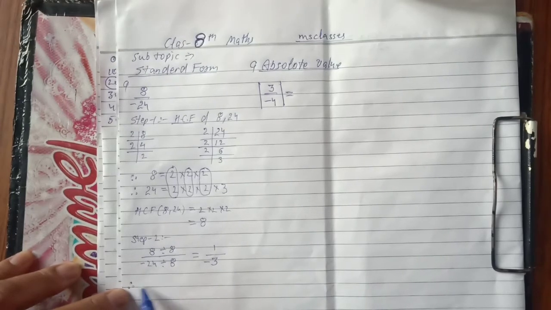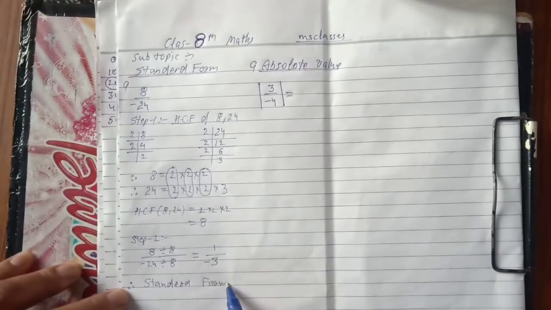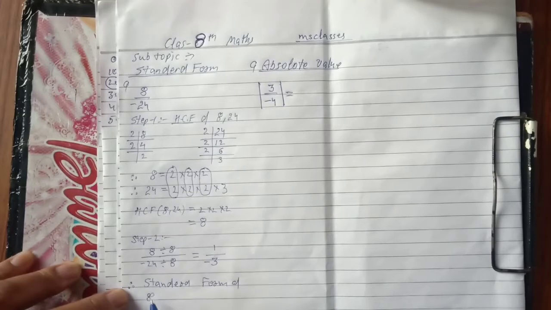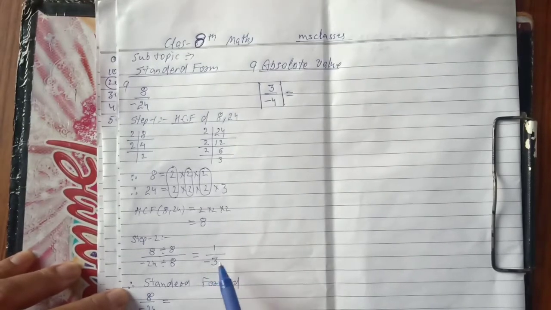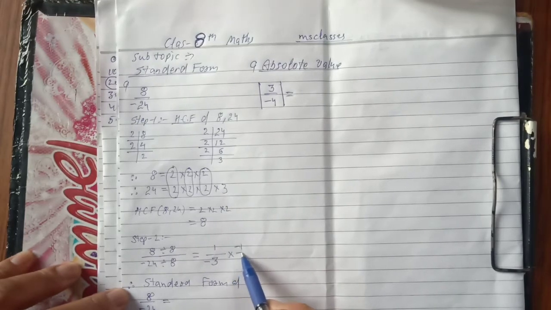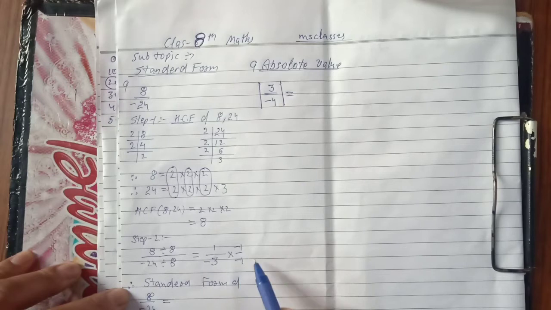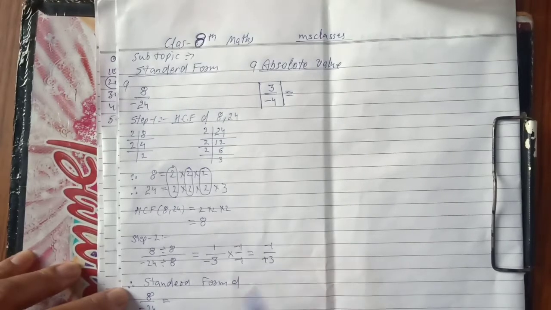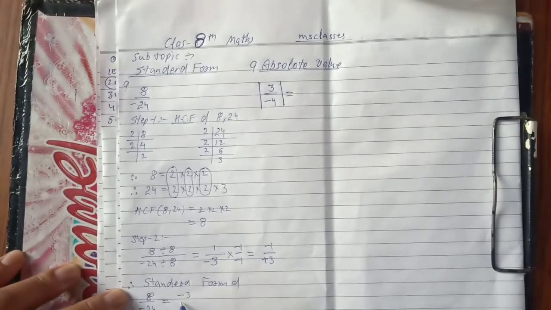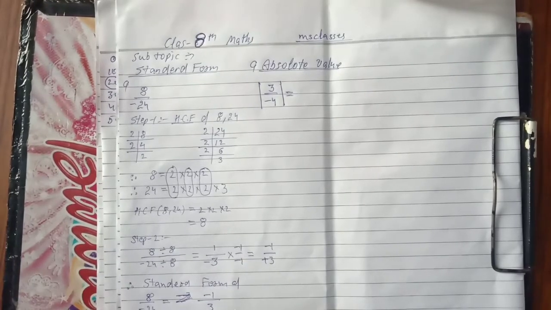So guys, the standard form of 8 by minus 24 is equal to, now here you see the minus sign is with the denominator. So when we multiply and divide the numerator and denominator by 1, we get minus 1 over plus 3. So your answer of the standard form is equal to minus 1 by 3. So this is the solution.